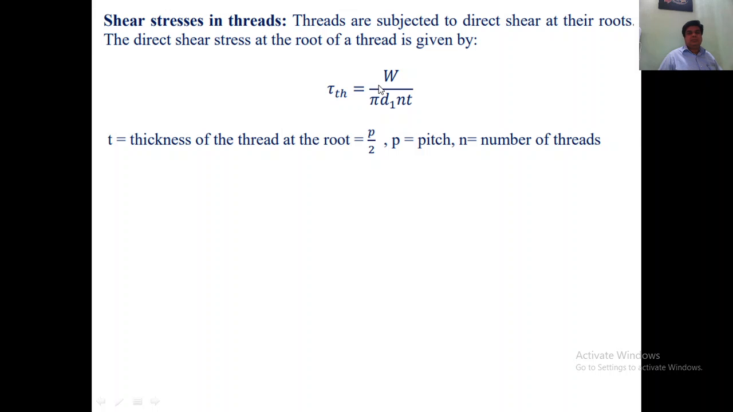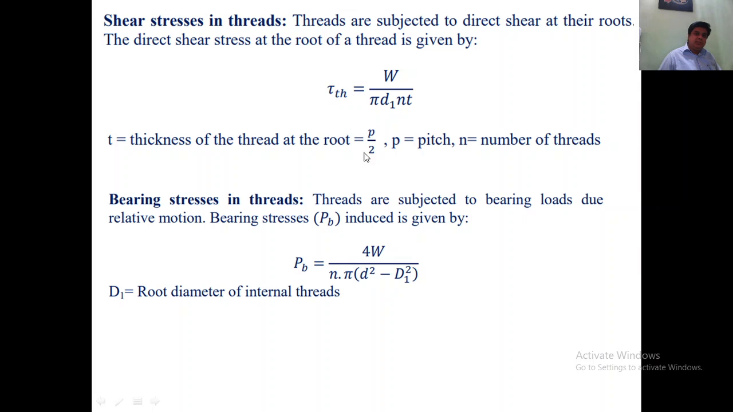Coming to shear stress in threads, threads are subjected to direct shear at the roots. The direct shear stress at the root of the thread is given by W by the shear area. The shear area is nothing but the thickness of the thread at the root times the number of threads. Usually in the case of a square thread, the thickness will be equal to half of the pitch.